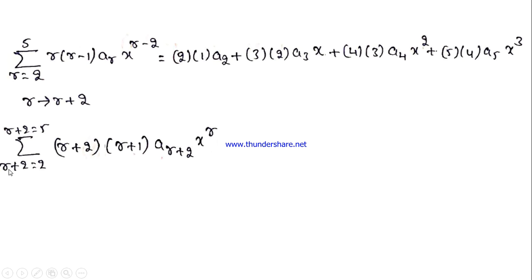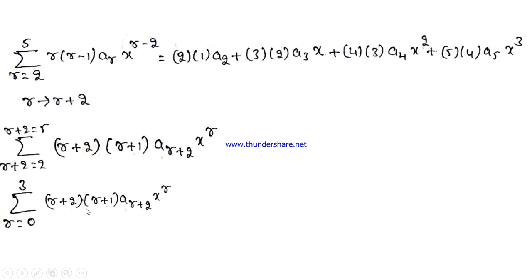Now r plus 2 equal to 2 becomes what? Taking 2 to the right hand side, it becomes 0. Take this 2 to the right hand side, it becomes 3. So r is equal to 0, 1, 2, 3. These are the 4 terms this summation carries. Expand this and see whether this matches with the earlier expression, because I was telling you that this expression is not at all different from that one. So let me just check.